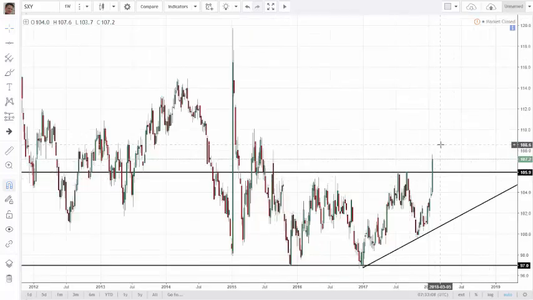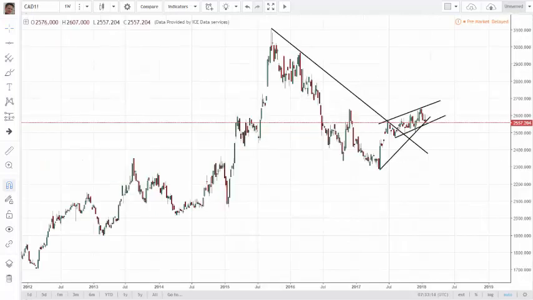So again, keep that in mind. So the Swiss franc is getting stronger. What else do we got?